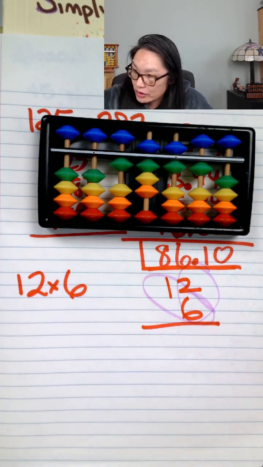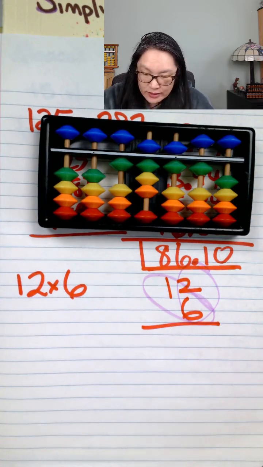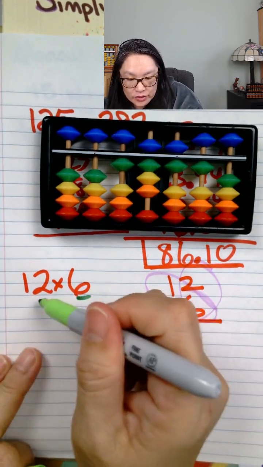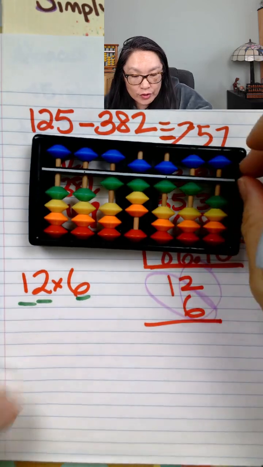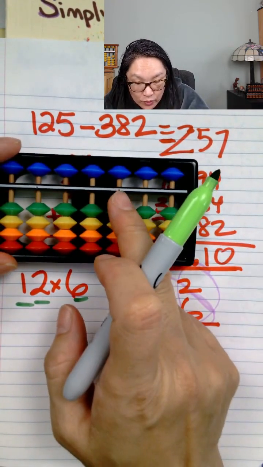So the first thing we're going to do is figure out our place value. Our place value is where we're going to start our answer. So we count 1, 2, 3. So we're going to be on the third column. I'm going to clear my abacus. I'm going to do the third column. So that means I'm going to do 1, 2, 3.